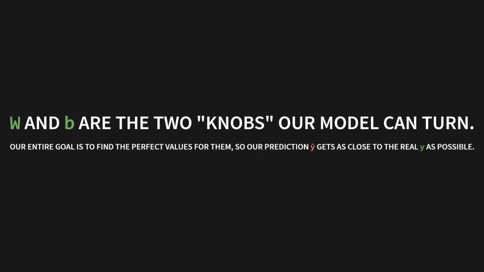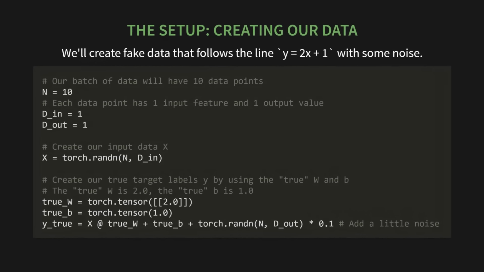Now, W and B are the two knobs our model can turn. Our entire goal, the whole point of this whole process, is to find the perfect values for them so our prediction, y hat, gets as close to the real y as possible. Time for the setup. Let's create our data. We'll make some fake data that follows a clear line. Y equals 2x plus 1, but with a little bit of noise.